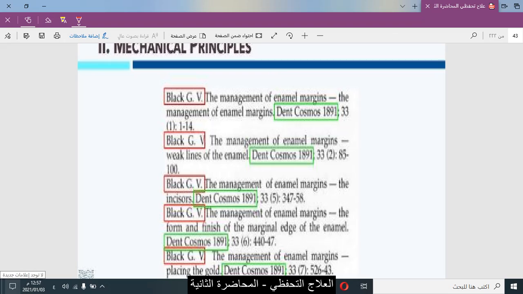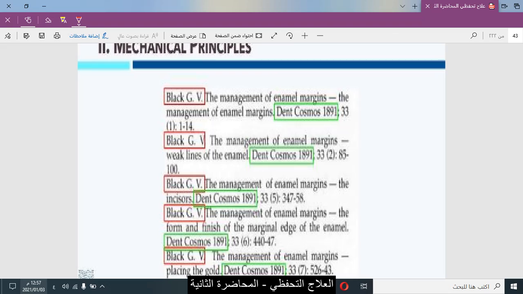Otherwise, if we are not reaching the amelodentinal junction, we have to do adhesive restoration, adhesive composite restoration. In some cases, we also have to do adhesive composite restoration when the caries is under the amelodentinal junction.